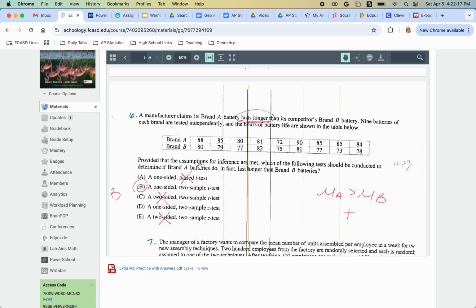Okay, this one right here. This is 9 batteries of each brand are tested independently. So this is not a matched pair. They're independent samples there. So it's not a paired test. They want to know if brand A lasts longer than brand B. So is A bigger than B? So it's a one-sided test. It's a mean, so it's T.